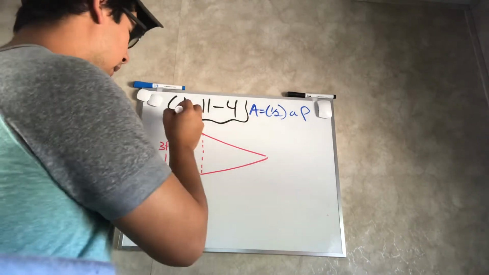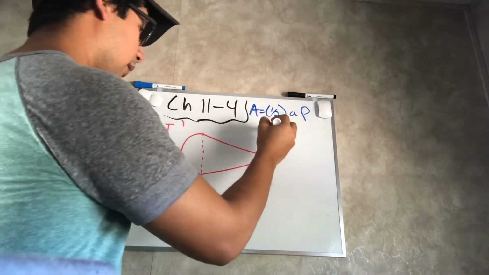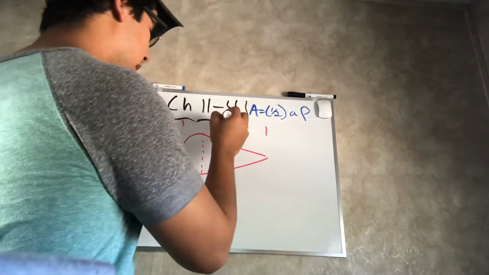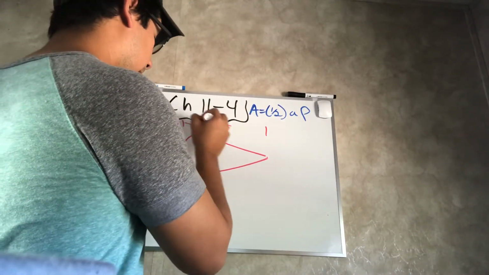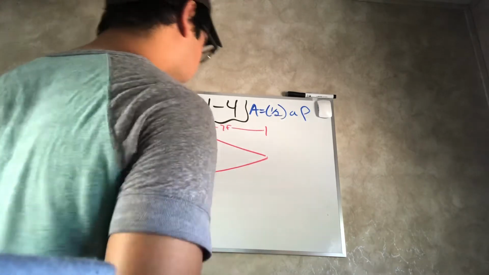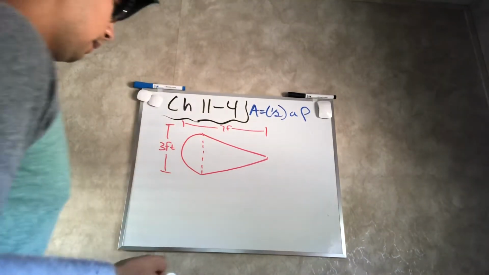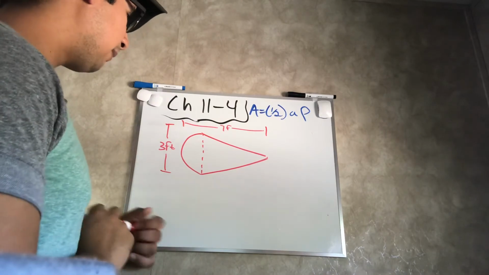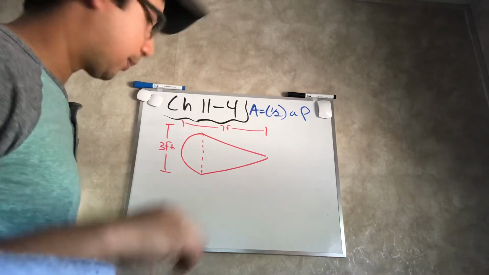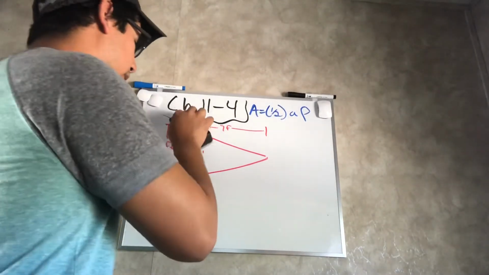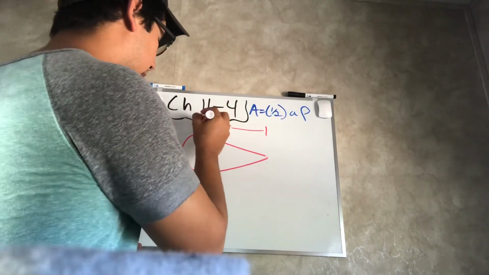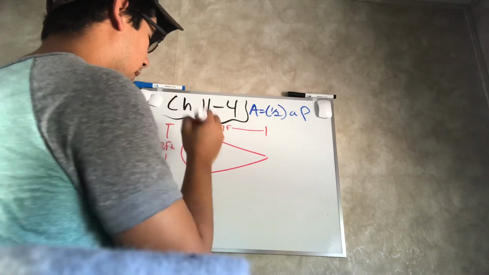Okay, and then they say that from here to here, that measures 7 feet. Okay. So all you have to do now is just, I'm sorry, not from here to here, sorry, from right there. There we go.